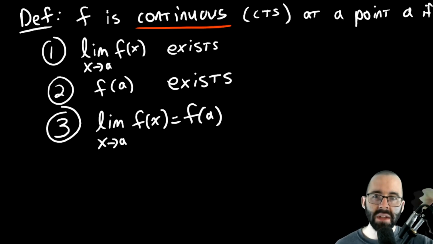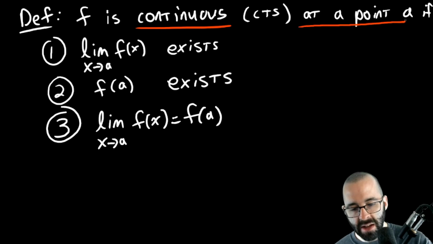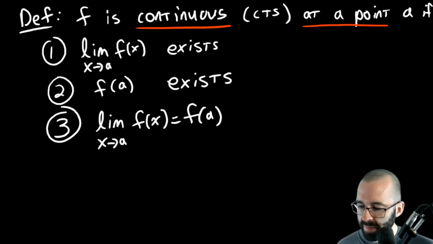And again, this is only at a single point. So for our whole definition, it's continuous at a point. And in a future video, we'll talk about what it means to be continuous over an interval. Hint, it's similar to what you might think, continuous at every point in that interval. But there's some other things as well.